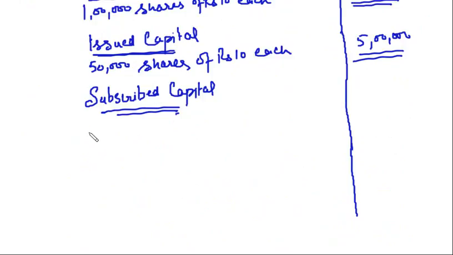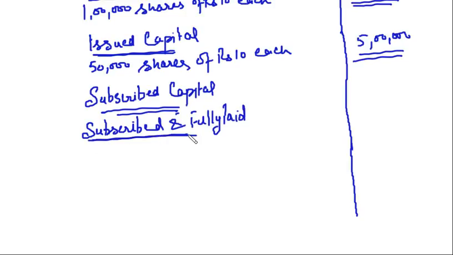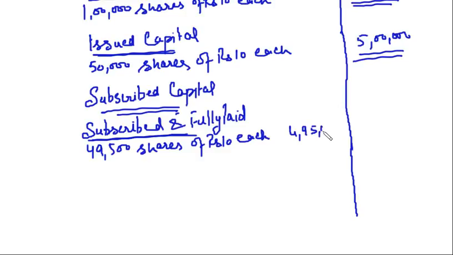Subscribed capital we will divide into two parts. One is subscribed and fully paid. Now on 500 shares we have not received rupees 5. On the rest of 49,500 shares we have received the money. Am I right? So fully paid up shares are 49,500 shares of rupees 10 each. How much? 4,95,000.